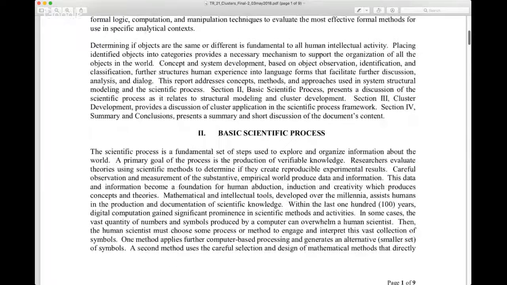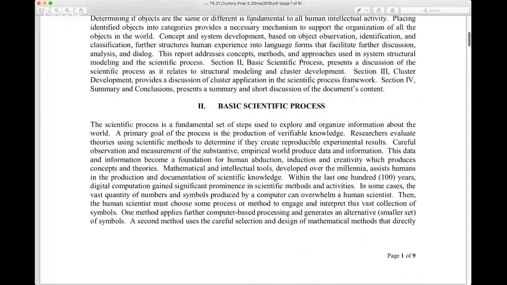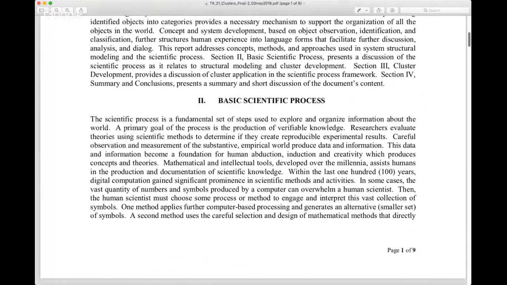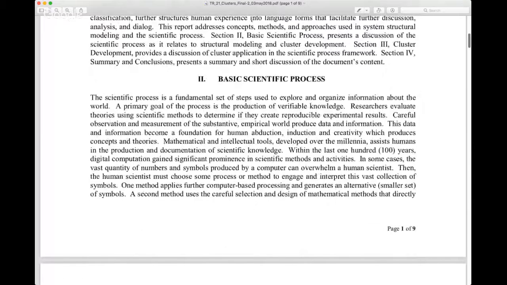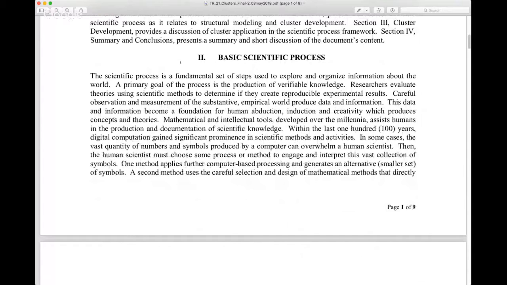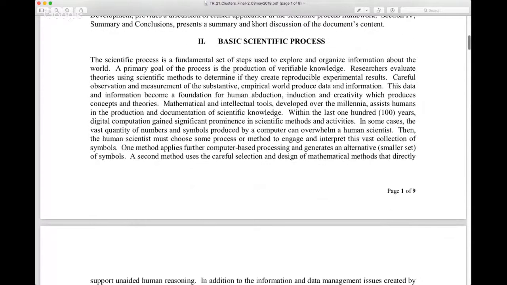So the primary scientific process, of course, is a fundamental set of steps which people agree to use to communicate about their views of the world and how things are developed and worked with. And this has been going on for a very long period of time. Again, I'm highlighting the fact that within the last 100 years, digital computation has gained significance and prominence, and it's used ubiquitously throughout scientific computing and scientific activities today.